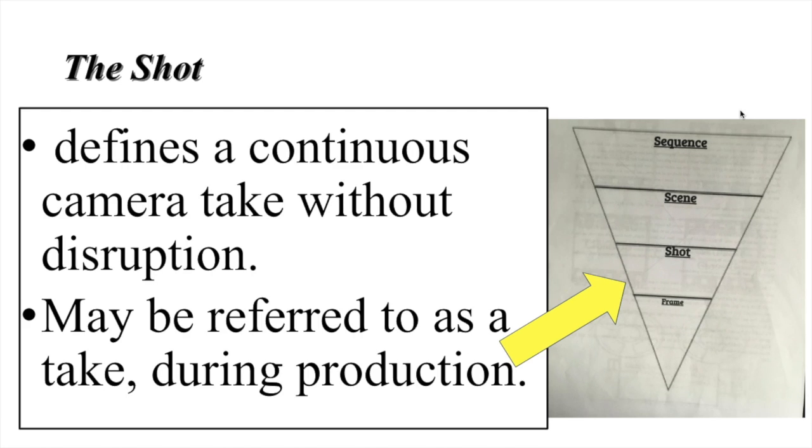The next is shot. Shot is defined as a continuous camera take without disruption. So when they're doing one take with the camera, they're not going to interrupt the take. They're just going to go one and done. That's one shot. So you can see on the diagram that it goes from the smallest up to the biggest piece of film. This may be referred to as a take, as I said before, during production. So like take 12, take 13.